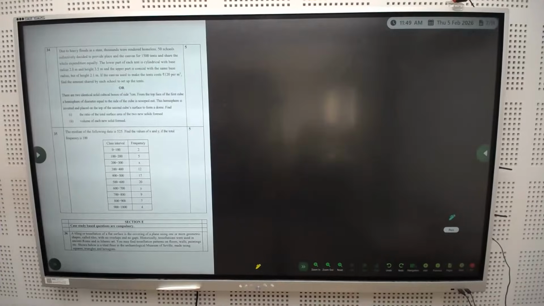Thirty-fourth question. Which chapter? It is all about surface areas and volumes. Due to heavy flood in a state, thousands were rendered homeless. 50 schools collectively decided to provide place and the canvas for 1500 tents and share the whole expenditure equally. How many schools? How many tents? 1500 tents by 50 schools.